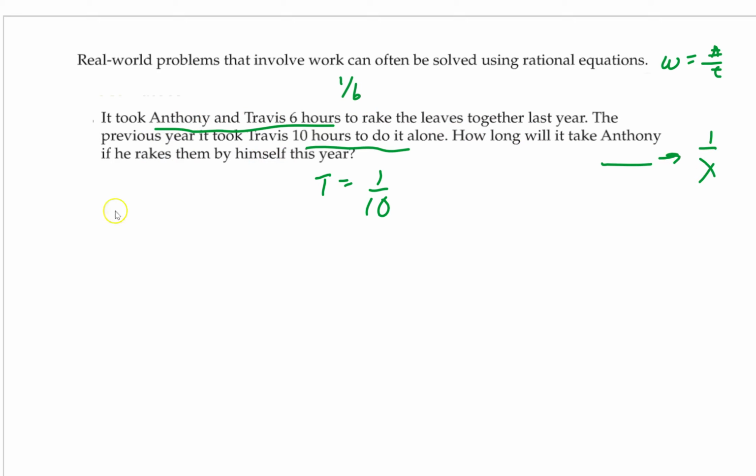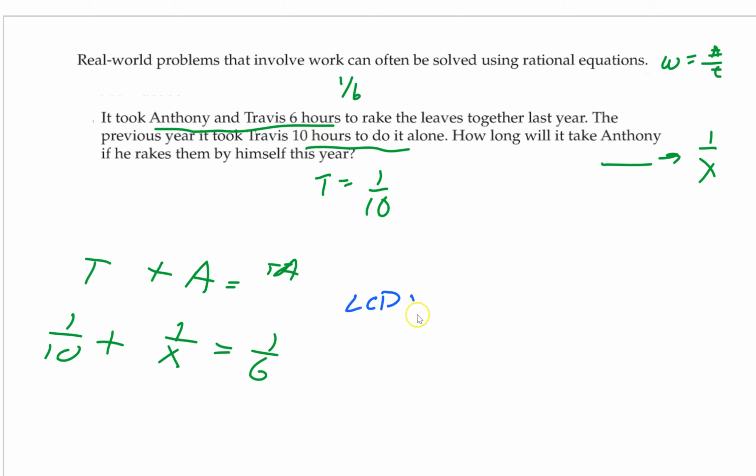We don't know. So the way we're going to solve this is, if I take Travis's time plus Anthony's time, I get their time together. So if I take Travis's 1/10 plus Anthony's 1/x, which I don't know because I'm trying to find it, it equals 1/6. And that's our problem. We just got to solve that. Now the way we solve this, like we talked about before, you got to find the LCD.